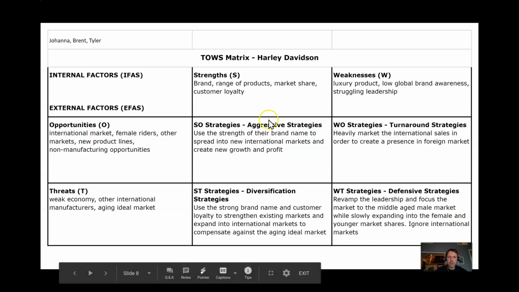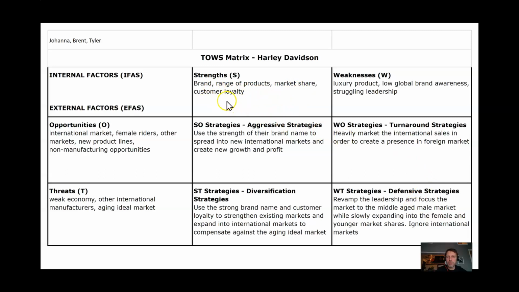And so here's an example of a TOWS matrix for Harley Davidson. Some of their strengths are their brand, the range of products, their market share, particularly in North America, and customer loyalty. Some of their weaknesses: global brand awareness, struggling amongst their leadership. If you were to look at the leadership evaluation, there's been a lot of transitions and turnover during the time of the case that we were looking at.